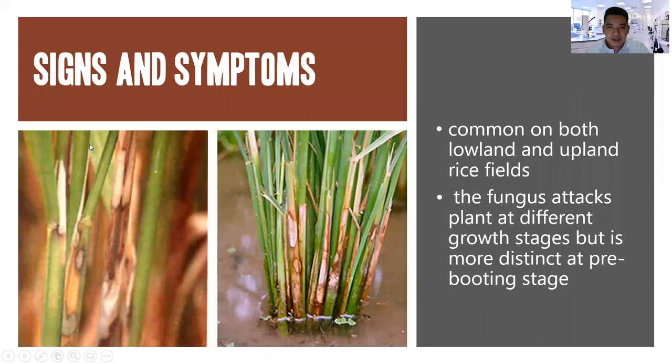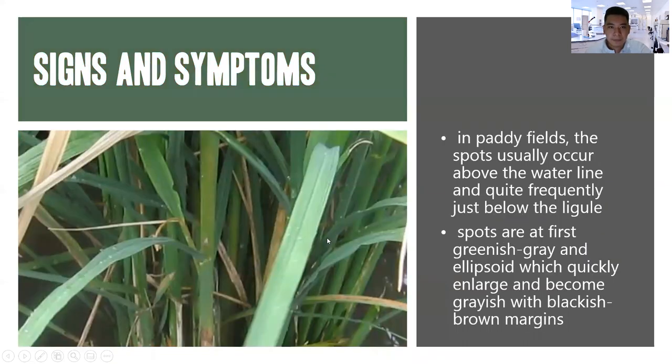So signs and symptoms common on both lowland and upland rice field. So this fungus attacks plant at different growth stages pero mas distinct po sa pre-booting stage. So ito po yung damage na nagagawa po ng rice sheath blight. So lesions may coalesce po to form an irregular discolored areas. So ayan po yun, yung discolored areas.